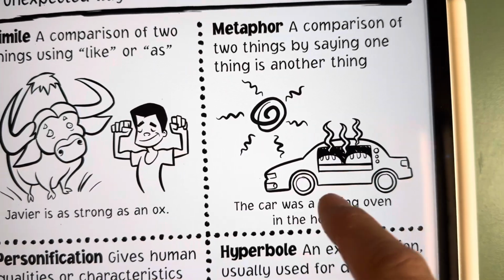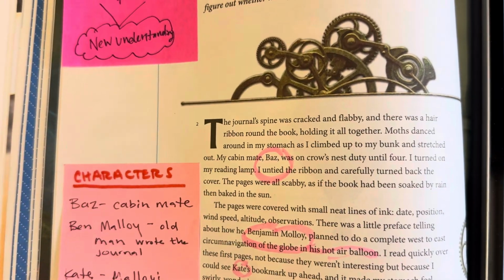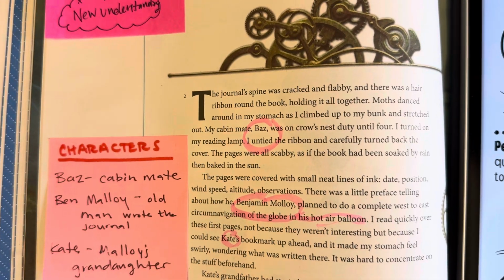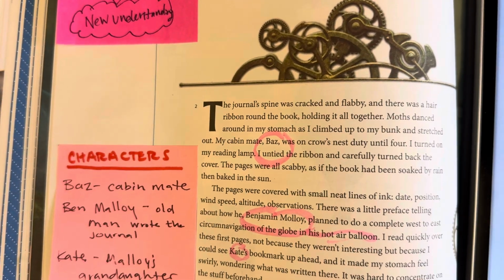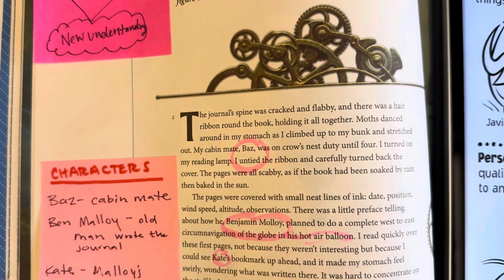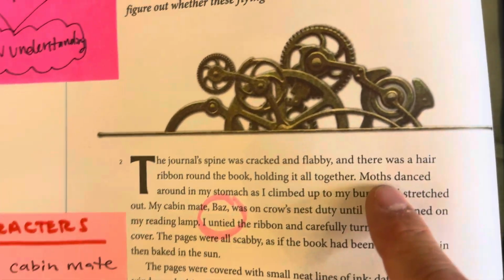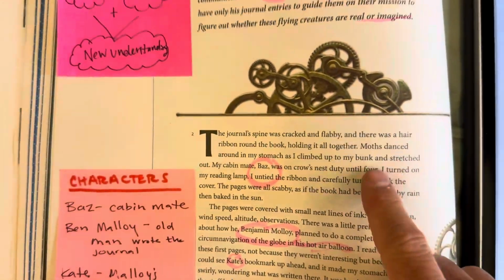So instead of saying the car was a baking oven, the author is saying moths danced around in my stomach. So what that's telling me is that if there's moths dancing in the stomach, that's kind of like getting butterflies. So this person is probably feeling really excited, right? Like if you get butterflies in your stomach, you're excited. A moth is like a type of butterfly, or like a nighttime butterfly. So we know now that the author used a metaphor as figurative language to describe that he felt really excited.